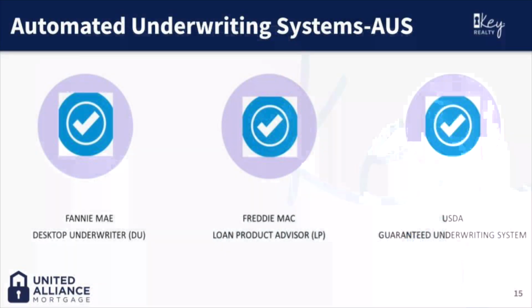Automated underwriting systems are part of a loan officer's daily practice. Every agency that we do loans with has their own automated underwriting system. Fannie Mae has a program called Desktop Underwriter, or DU. Freddie Mac has a program called Loan Product Advisor, or LP. And USDA uses a system called GUS, or the Guaranteed Underwriting System.